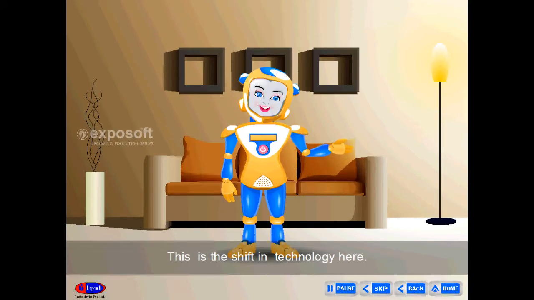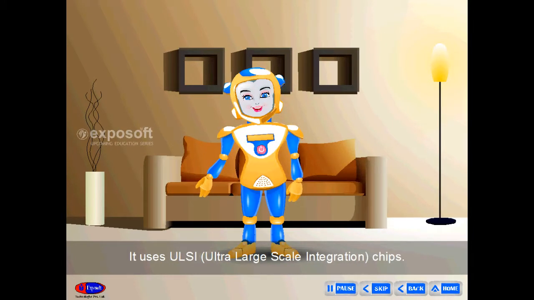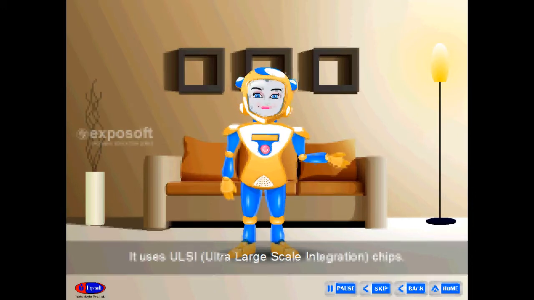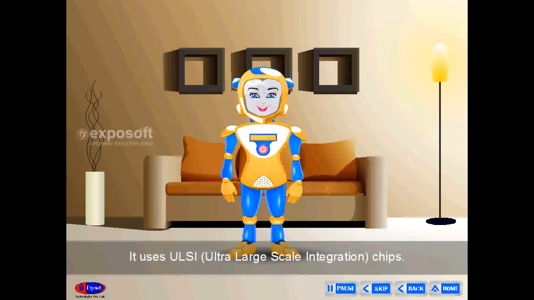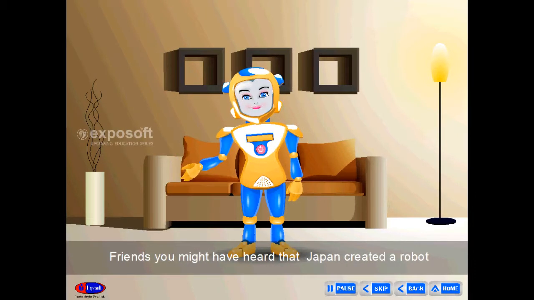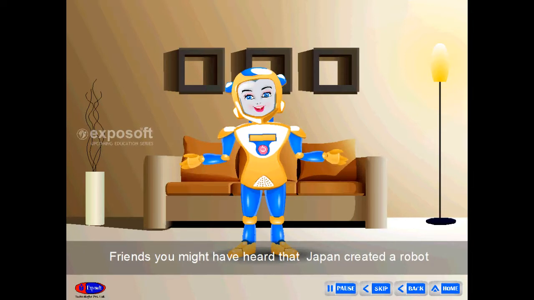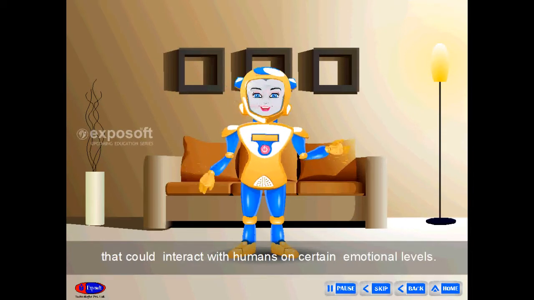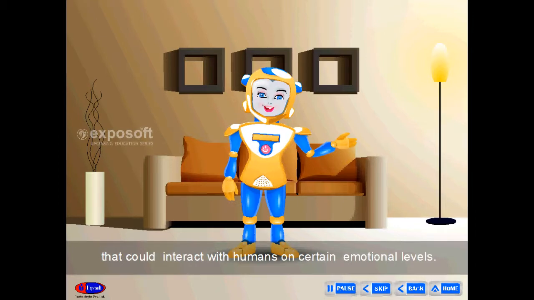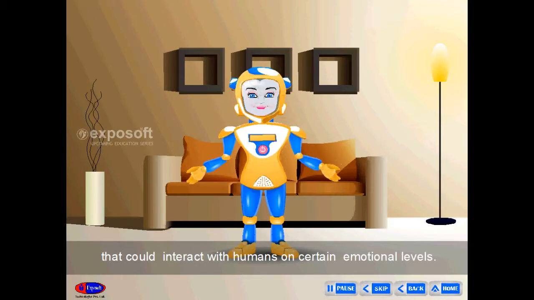This is the shift in technology here. It uses ULSI, Ultra Large Scale Integration chips. Friends, you might have heard that Japan created a robot that could interact with humans on certain emotional levels.